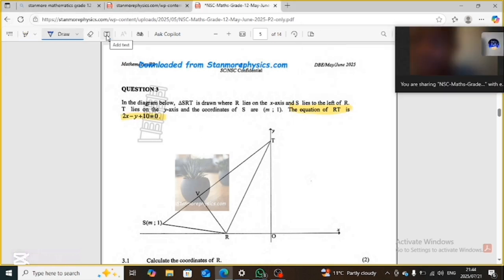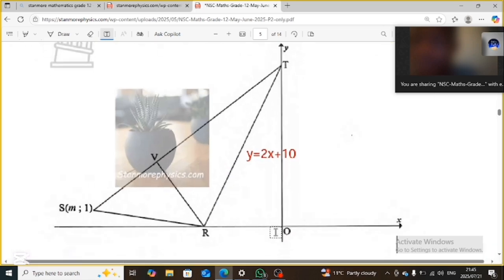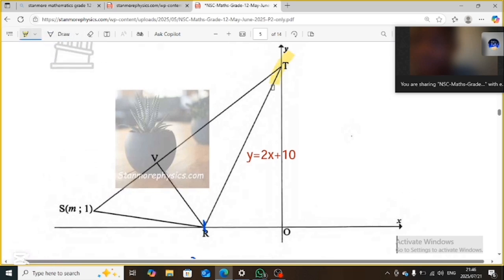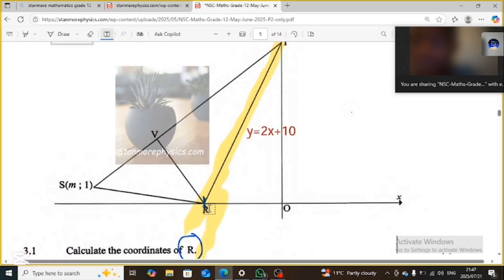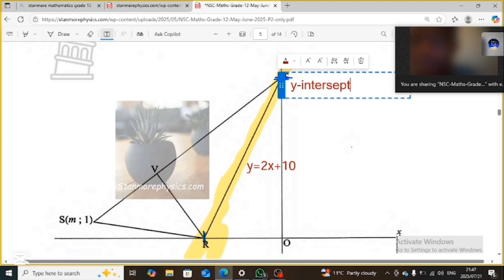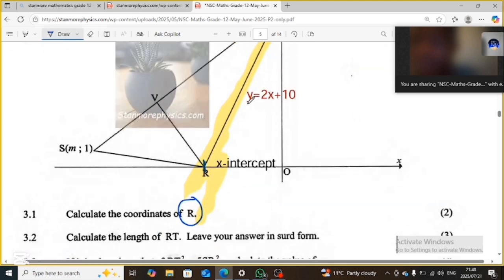From the equation of RT, we are going to make y the subject of the formula, giving us y equals 2x plus 10. Question 3.1. We are supposed to calculate the coordinates of R from line RT. We know that T lies on the y-axis, hence T is the y-intercept, and R lies on the x-axis, hence R is the x-intercept. To find the x-intercept, we let y equal 0, giving us 0 equals 2x plus 10, therefore x equals negative 5. Therefore, the coordinates of R are (negative 5; 0).